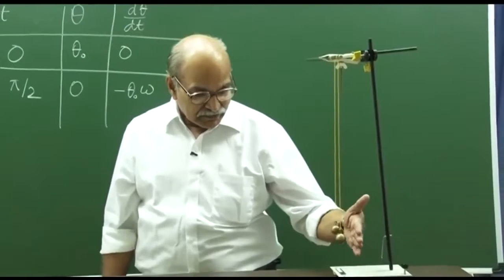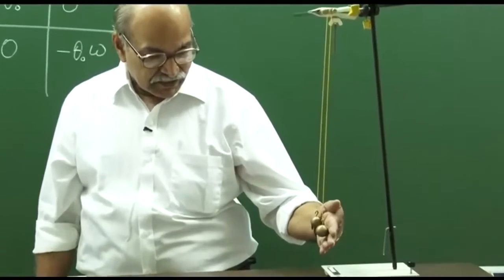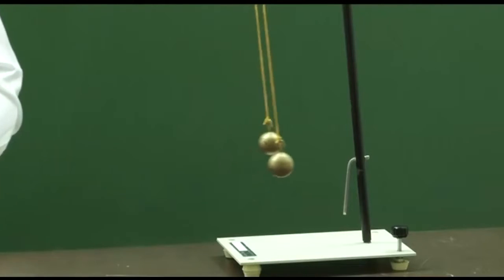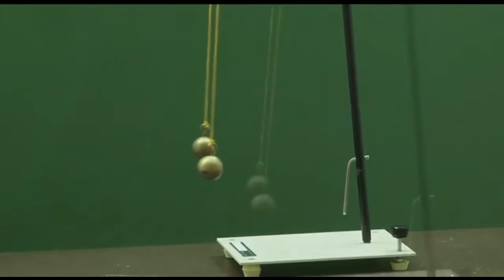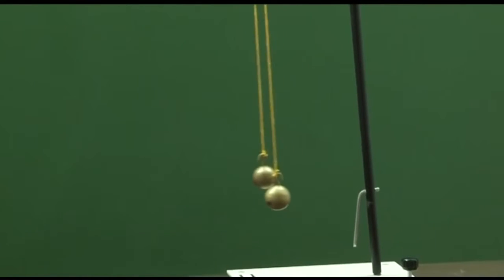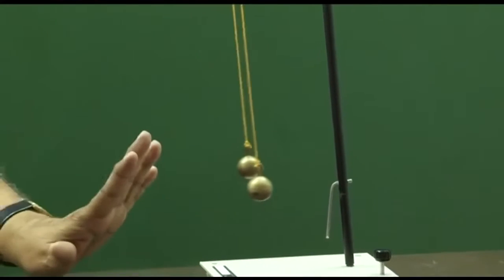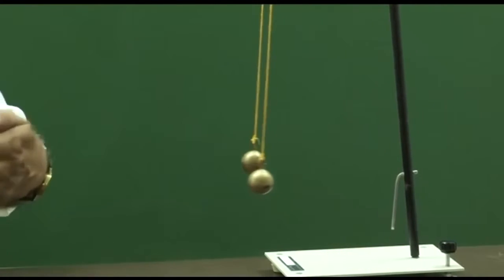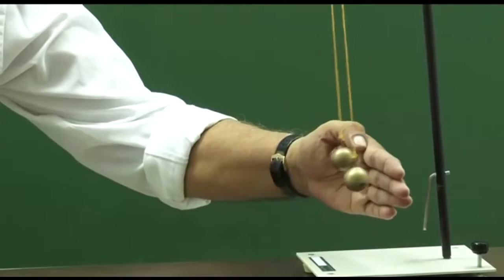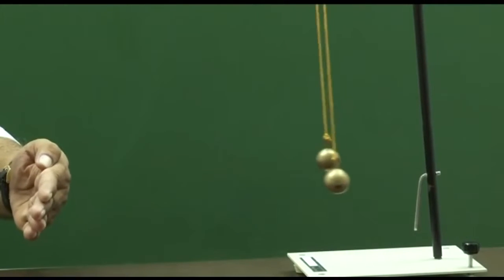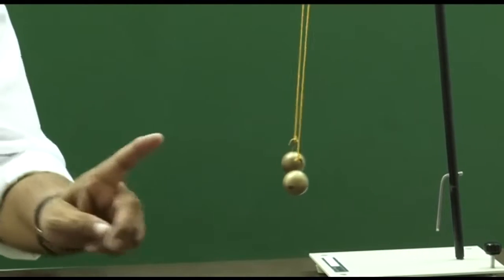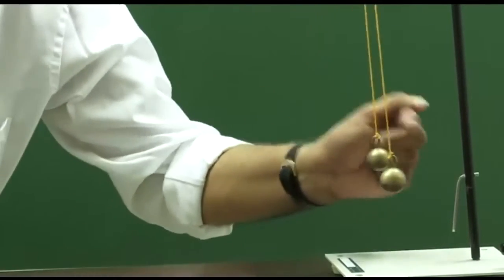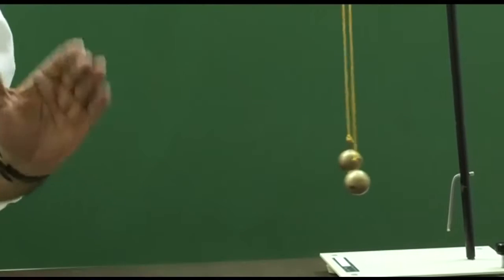Now let me start them in some fashion. So now you see the two pendulums are oscillating in such a way that both are going towards left together, both are coming towards right together and so on. So when the first one is at its left extreme, at that instant the second one is also at its left extreme and so on.